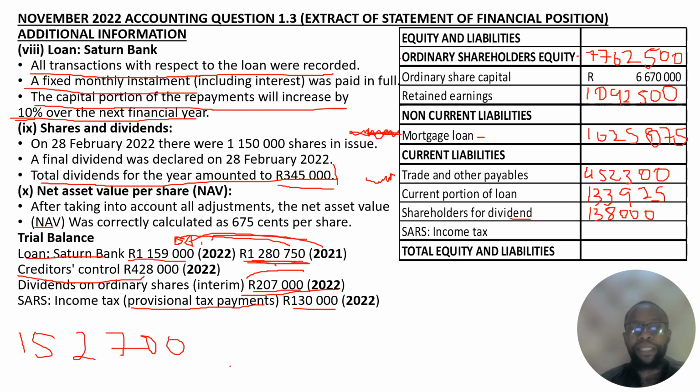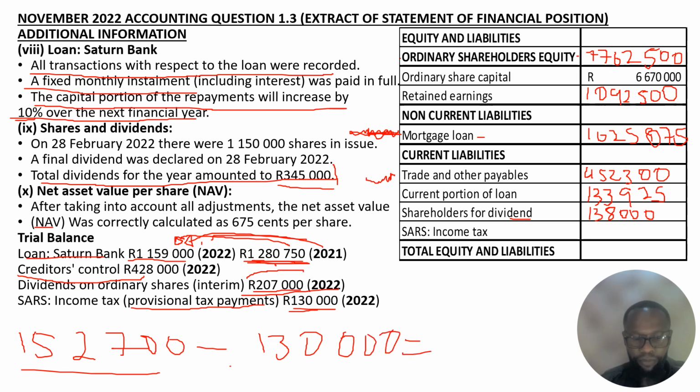So we have budgeted 130,000, but actually it was 152,700. So the remainder is the amount that is owed to SARS. So 152,700 minus 130,000, we owe SARS 22,700.